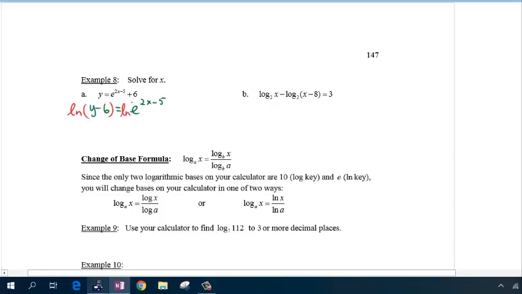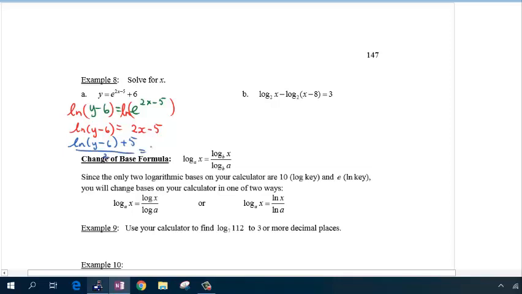Because the natural log of e, well, we told you earlier, those two functions back to back just leave you with the 2x minus 5. And I'll just leave this as natural log of y minus 6. And then we'll just perform more algebraic steps to solve. I'll add 5. And then also divide by 2. And I'll do this in one step because I'm running out of space.